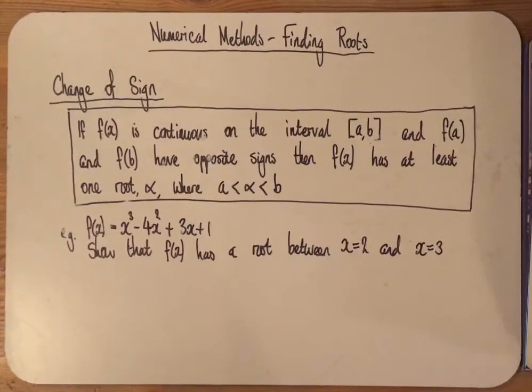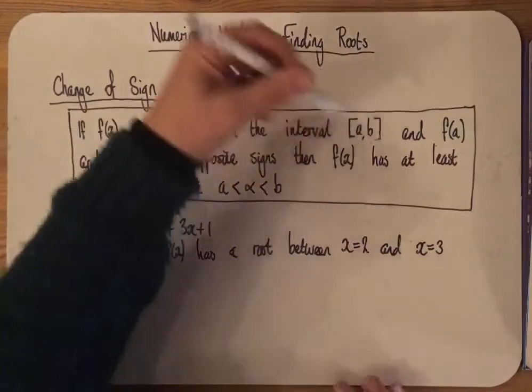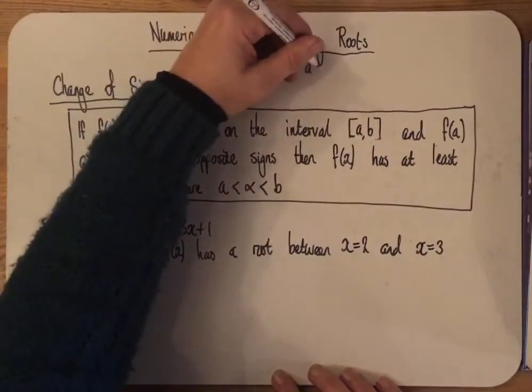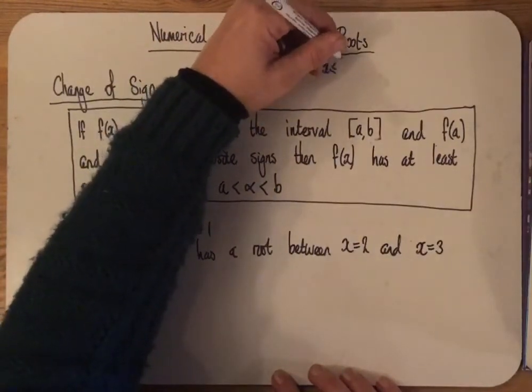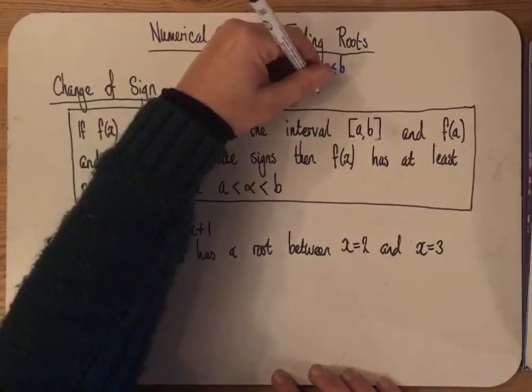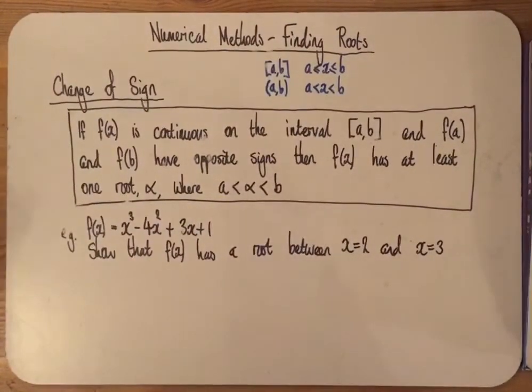So you can just continue the method until you get as close to the root as you want to be, depending on the situation. This first method is called change of sign, and this is your textbook definition. If f of x is continuous on the interval [a, b], this means that a is less than or equal to x is less than or equal to b. If you have an open bracket, that means a less than x less than b, but you'd be specifically talking about an interval there, and not some coordinates.